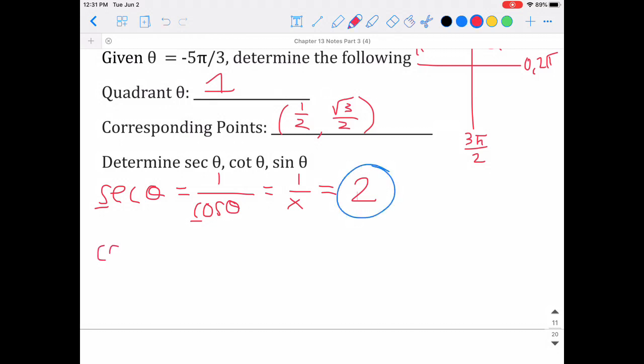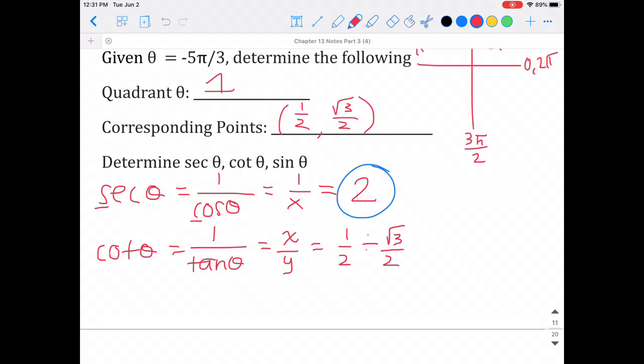For cotangent of theta, cotangent is equal to 1 over tangent of theta, or x over y. So if we solve for x over y, or x divided by y, we have 1/2 divided by radical 3 over 2. To solve, we're going to multiply by the reciprocal, so 1/2 times 2 over radical 3. When we multiply, our 2's cancel out, and we're left with 1 over radical 3.